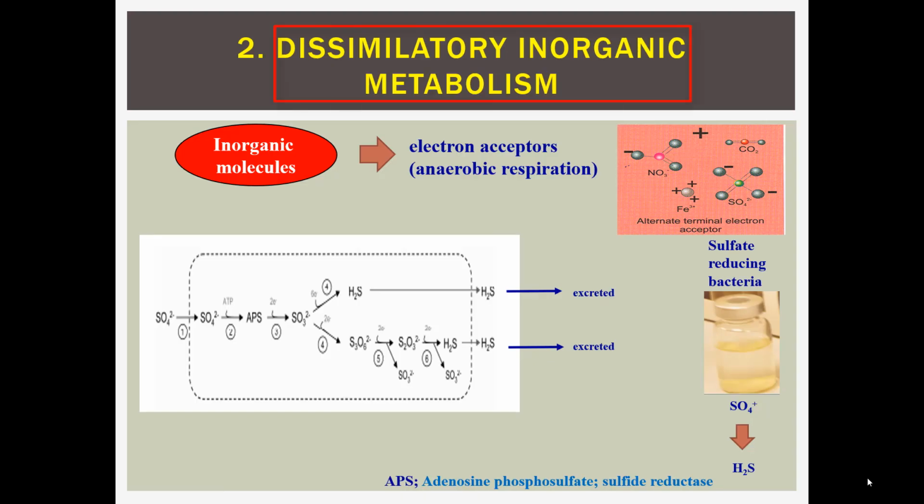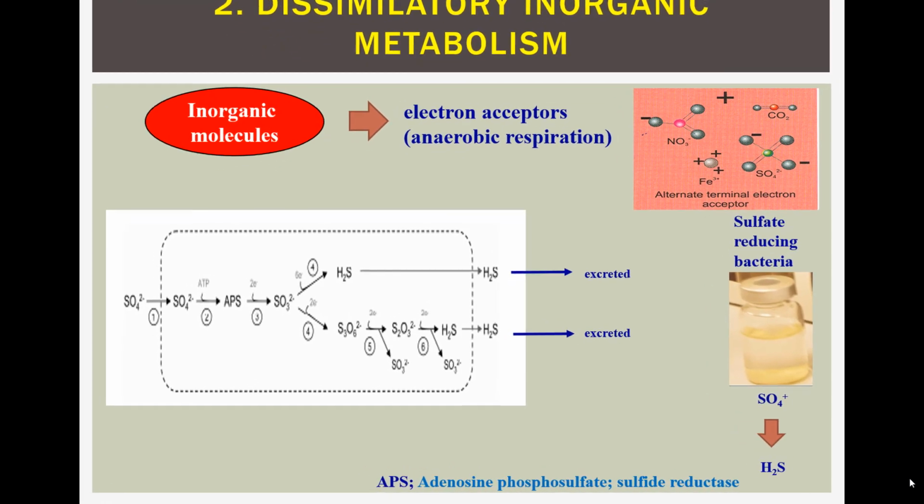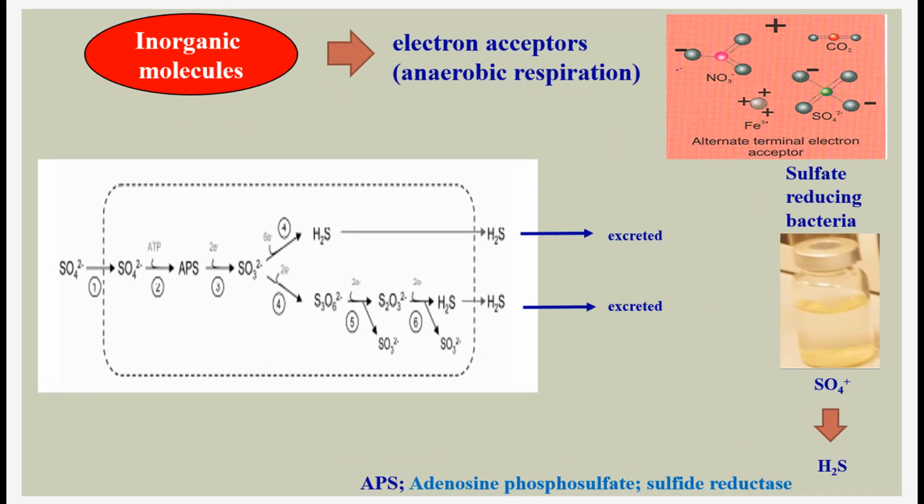Dissimilatory or dissimilative inorganic metabolism is a type of metabolism in which inorganic molecules are used as electron acceptors in anaerobic respiration. Recall that in assimilative inorganic metabolism, the inorganic molecules are used as nutrient source. So in dissimilatory or dissimilative inorganic metabolism, the inorganic molecules are used as electron acceptors in anaerobic respiration.